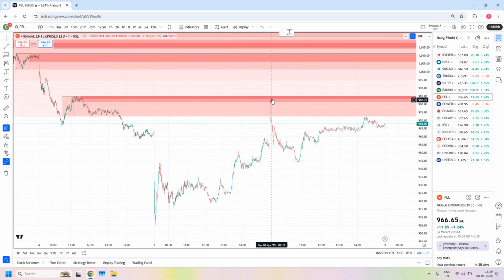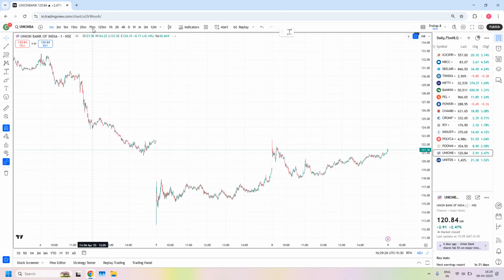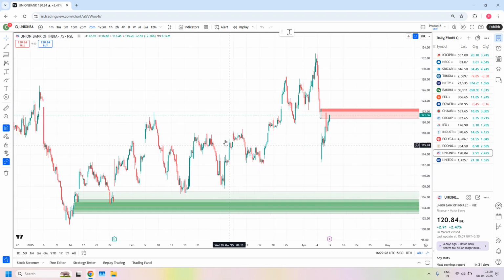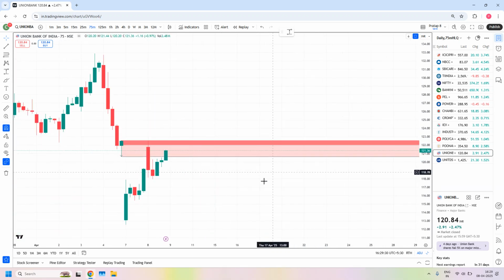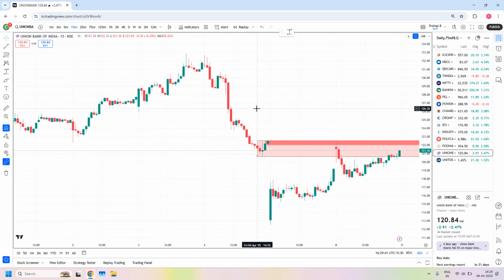Okay, because PEL is a 9:15 candle, we don't consider this trade. And next one is Union Bank. This is a 75 minutes high liquidity zone. How did our software identify it? Drop, base, drop with a hidden body. You get drop, base, drop. Okay, this one is fine tuned with 15 minutes time frame.